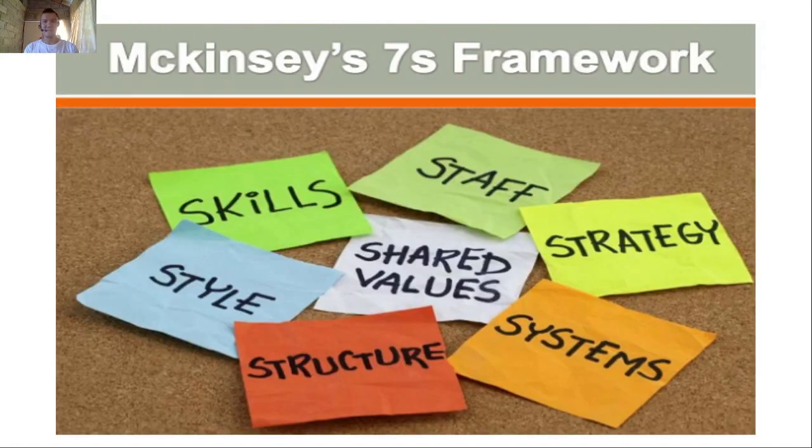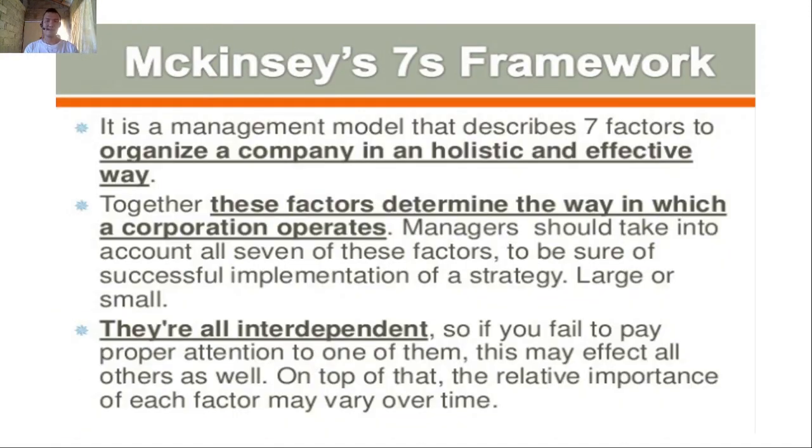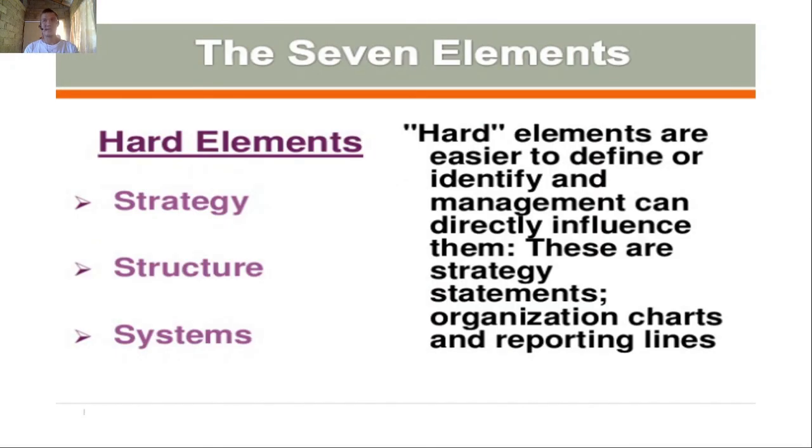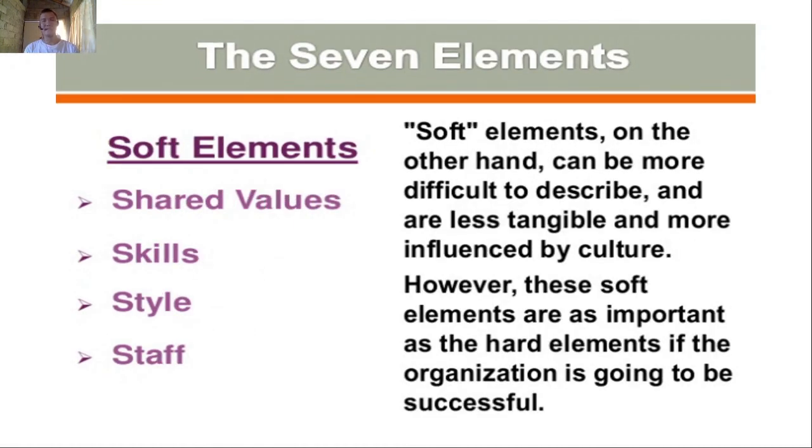And this McKinsey 7S framework is an idea or principle where it can help identify those hard and soft S, wherein a company can control the hard elements like strategy, structure, and systems, and medyo hindi ganun ka-identifiable yung soft elements, which are the shared values, skills, style, and staff.